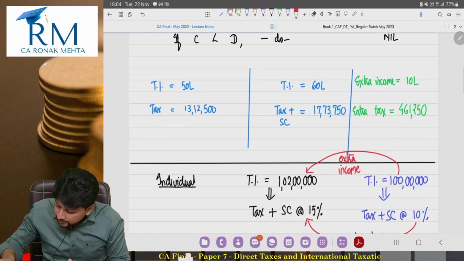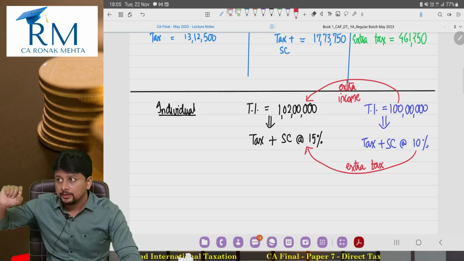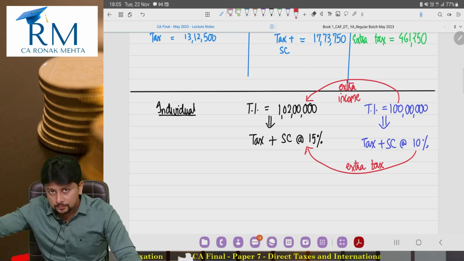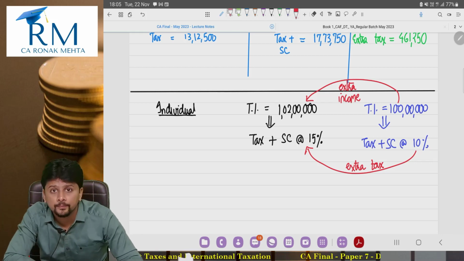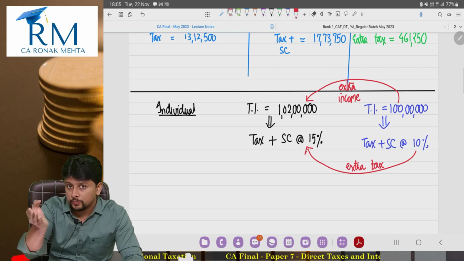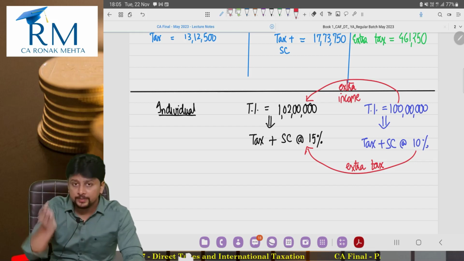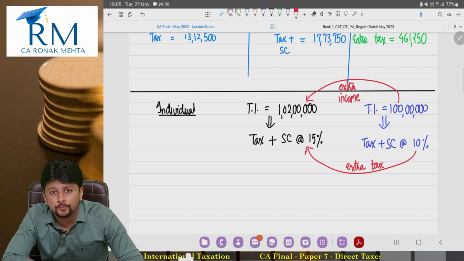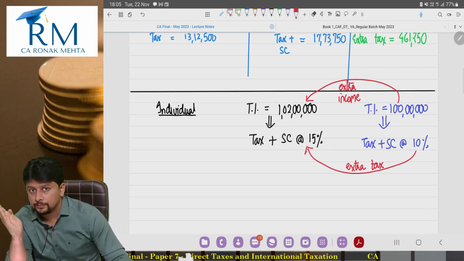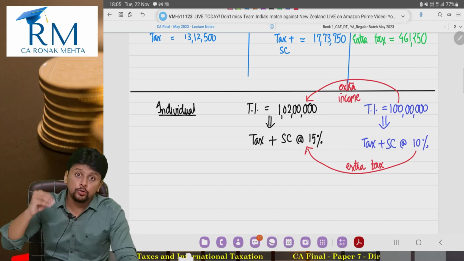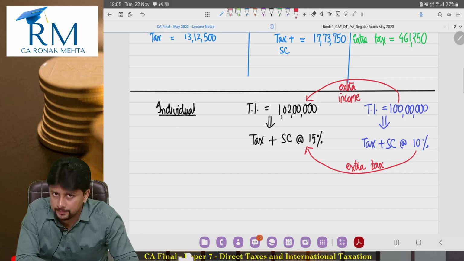So the reason for doing this example is to make you understand that even when the surcharge rate increases because of the increase in income, marginal relief will still be there. If the surcharge percentage goes from 15% to 25%, you will have to check for marginal relief. From 25% to 37%, you will have to check for marginal relief. In case of a domestic company, income above 10 crores, the surcharge percentage goes from 7% to 12%. I am talking about a domestic company.